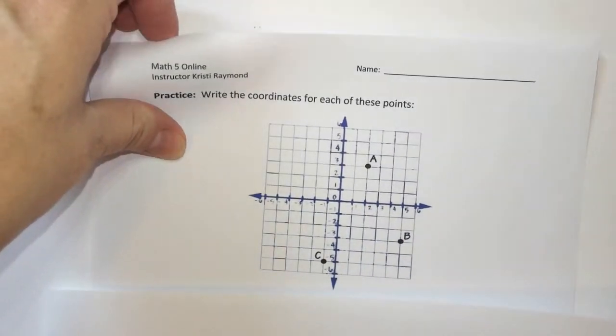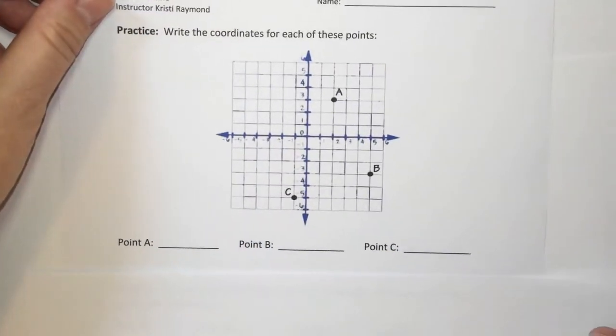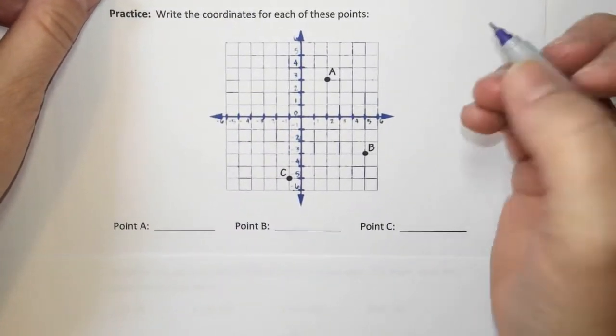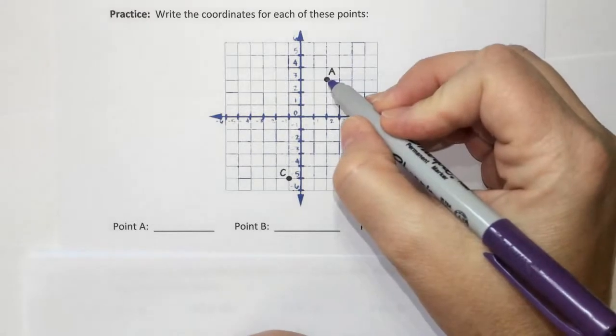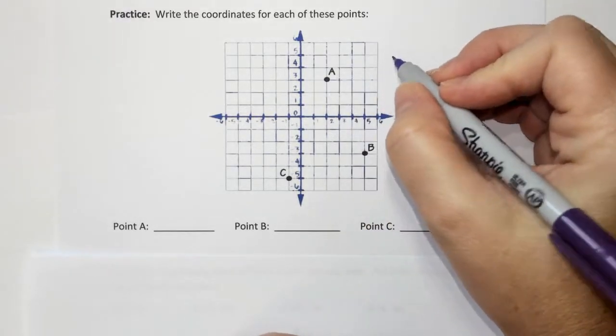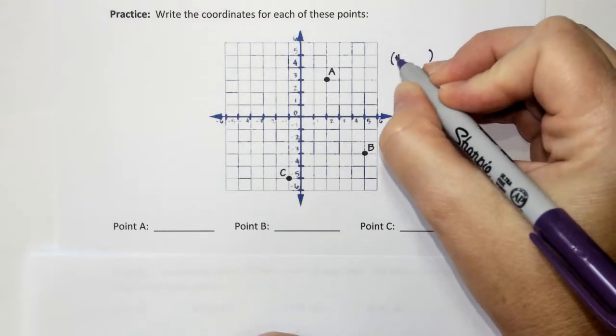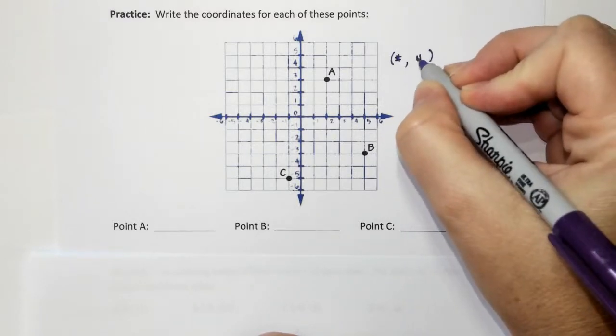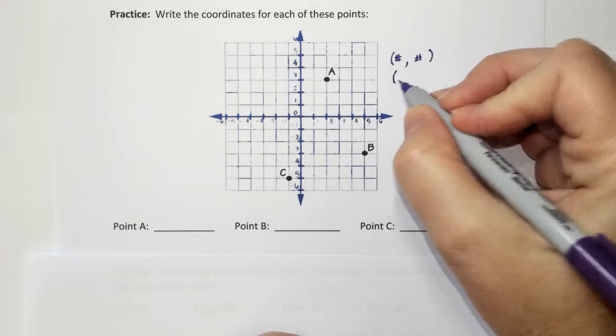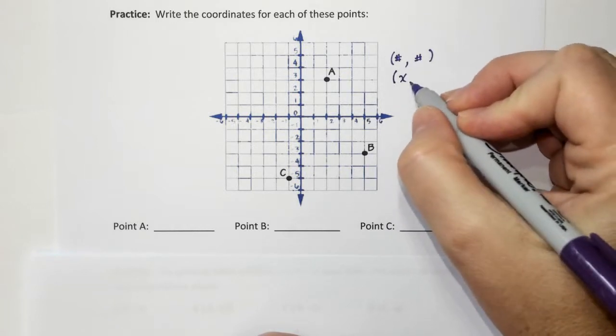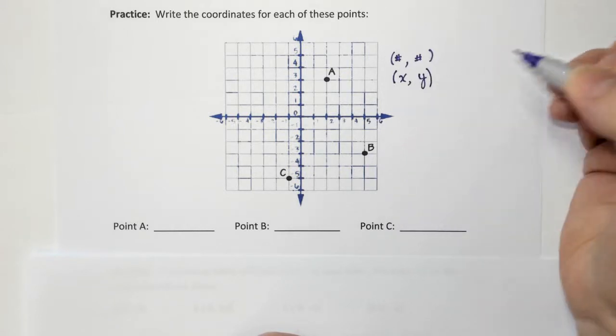Write the coordinates for each of these points. I've given you 3. We'll do the first one together. This is point A. Now remember, a coordinate is a pair, an ordered pair. It's going to have some number, comma, and then another number. And remember, the first number is going to be the x-axis. The second number is the y-axis.